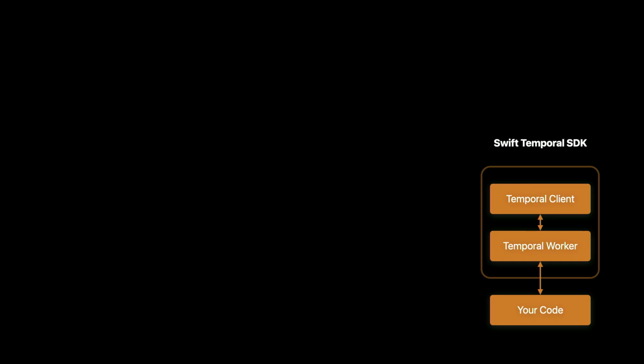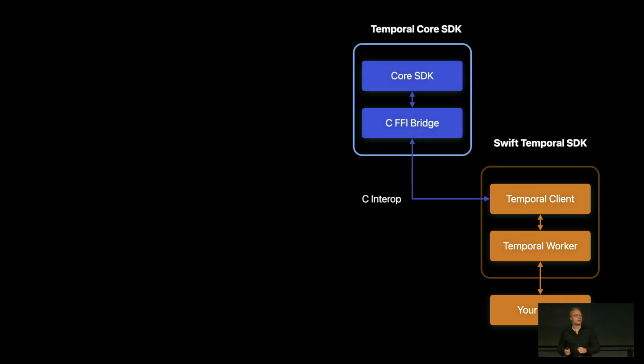So, on a high level, the Swift Temporal SDK is composed of two parts. We have a worker that handles workflows and activities, and we have a client that interfaces with the Temporal service. Internally, in the Swift SDK, we wrap the Temporal Core SDK and use its C bridge interface with Swift's built-in C interop. The Temporal Core SDK contains all the state machines and logic, and it allows the Temporal SDKs to focus on just integrating this with the language. It's also used by other languages, like the Ruby or C# SDK.